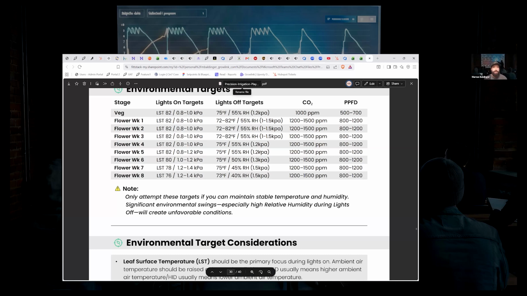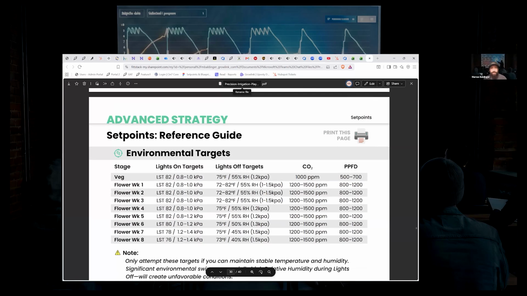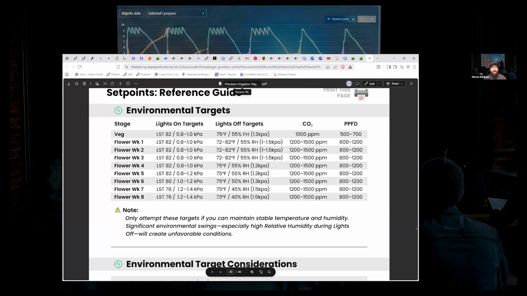And which I'm going to cover down in these considerations, if you look at my lights off, I'm very conservative when it comes to lights off RH. Daytime, I'm very humid, a lot more humid than a lot of people are comfortable running. But it's because my nighttime is in check. I would not do this if my nighttime wasn't in check.